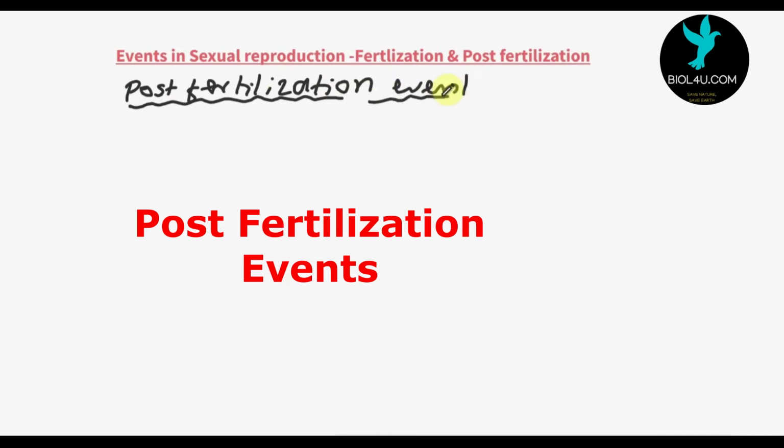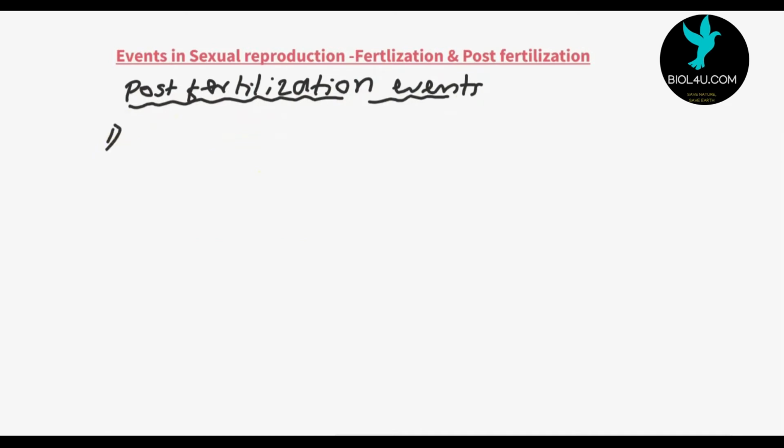So after the formation of the zygote, whatever changes take place in the zygote after the fertilization, that is known as the post fertilization event. One of the events we will explain is the zygote itself. Zygote is formed by the fertilization.